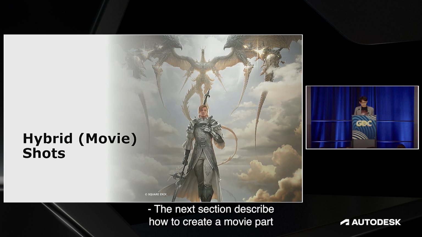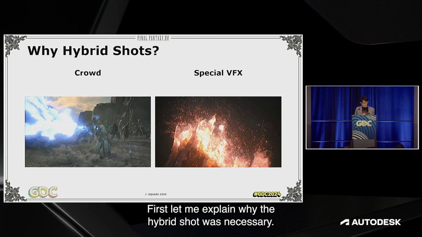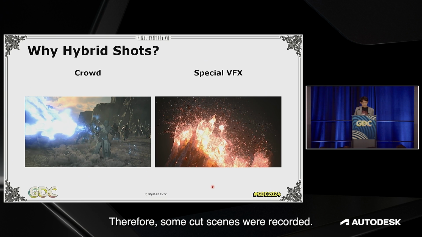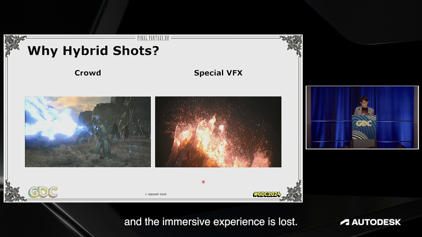The next section describes how to create a movie part called hybrid. First, let me explain why the hybrid shot was necessary. The crowd and special VFX in our cut scene could not work in real time due to performance issues. Therefore, some cut scenes were recorded. With traditional pre-render methods, the difference from the real-time cut scene is too great and the immersive experience is lost. So we used a method we called hybrid.